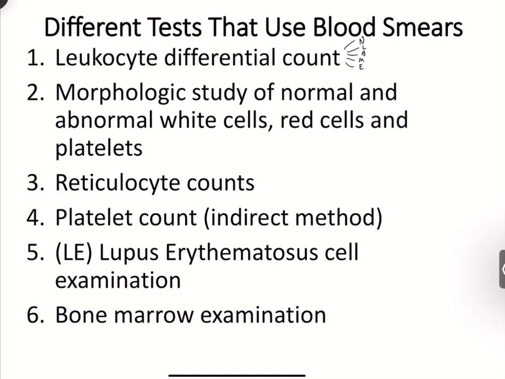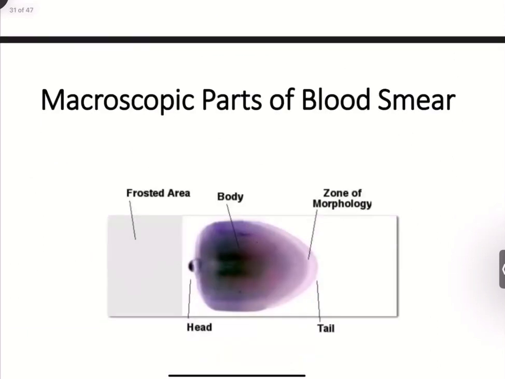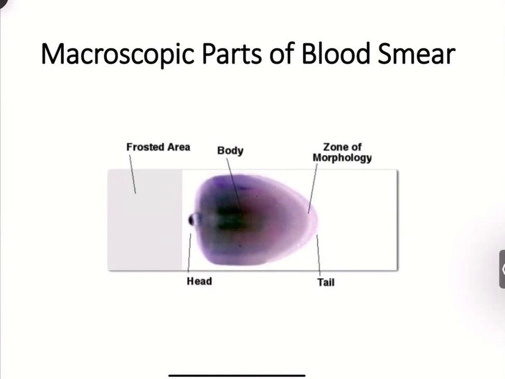Lupus erythematosus or your SLE examination can also be done on a blood smear. This SLE has a hallmark cell that is only present in the disease. Then we also do smears in bone marrow. The bone marrow aspirate can be used in smearing, in assessing your blood cell production.